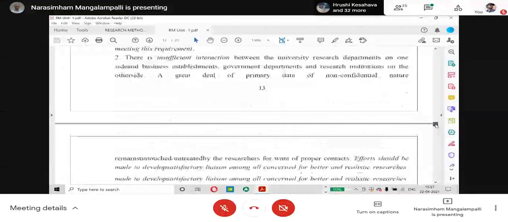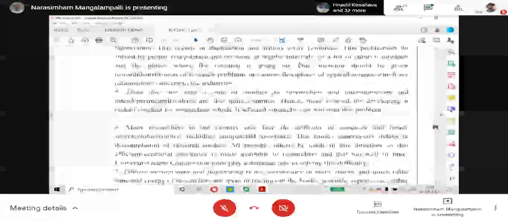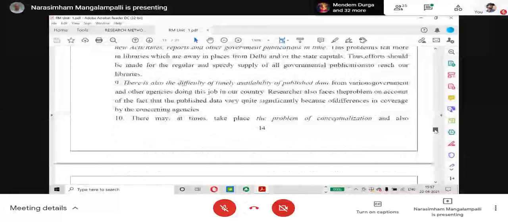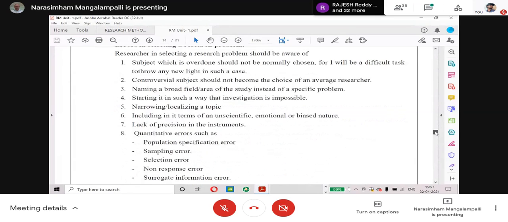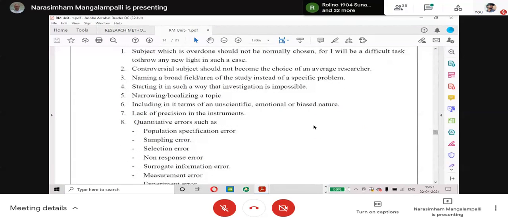And here, just for information, the problems faced by Indian researchers are given. So these are the problems that are faced by researchers in India. So you refer to that also. Then normally people are committing certain errors in selecting a research problem. So here is the list of errors that normally people commit.